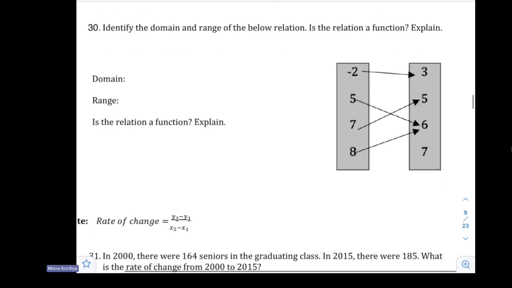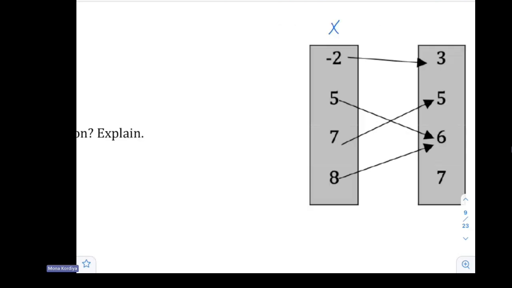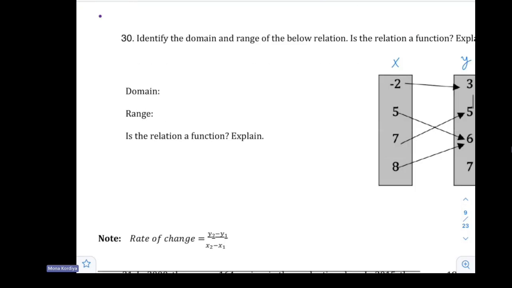Identify the domain and the range of the below relation. Is this relation a function? And explain. What is the domain? Domain is all values of x. These are x values and these are y values. The domain are all the values of x that were used, actually, that we could use. And in this case, the domain are the values -2, 5, 7, and 8.